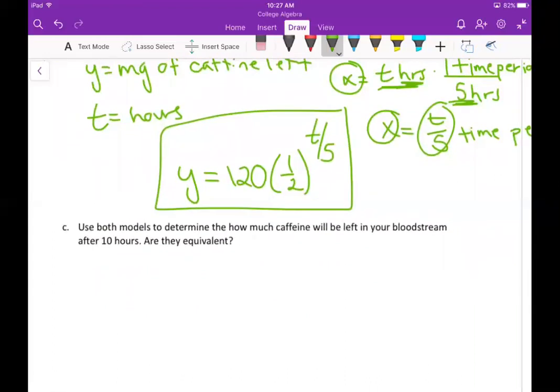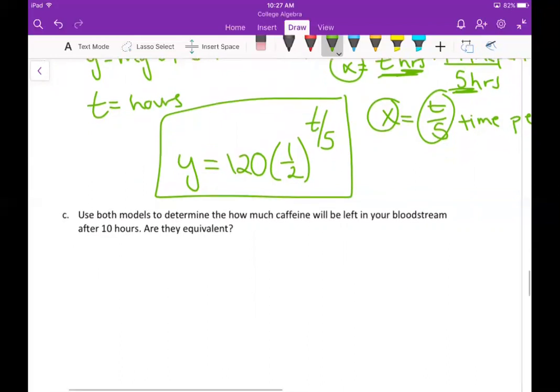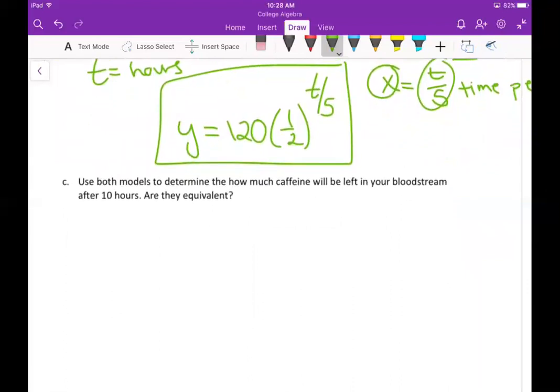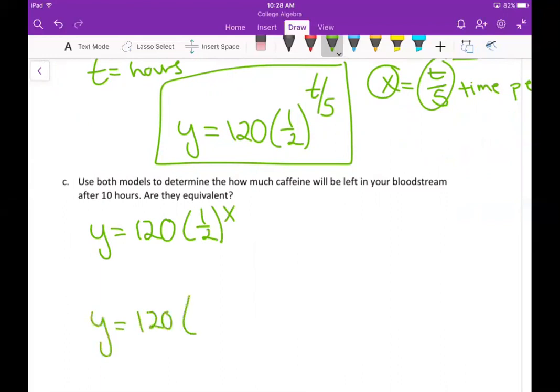Okay, so let's use both models to determine how much caffeine will be left in our bloodstream after 10 hours and see if they're equivalent. So let's see how these two things work differently. So we have Y equals 120 times 1/2 to the X, where X is time periods, and we have Y equals 120 times 1/2 to the T over 5, where T is hours.